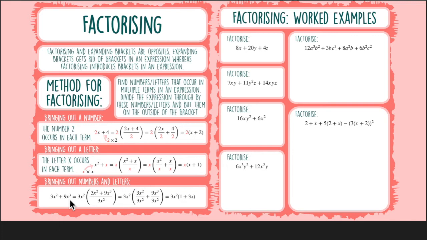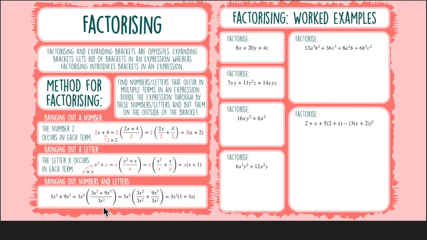So I can pull out 3x squared, i.e. I can take this expression, put it in a bracket, divide it by 3x squared and put 3x squared on the outside. This then reduces down to 3x squared times bracketed 1 plus 3x. This is the factorised expression of this one.